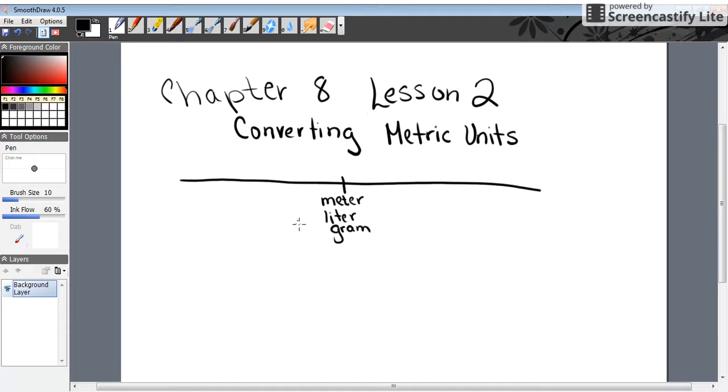It's important to remember in the metric system, the value of each place is 10 times greater than the value of the place to its right. Meaning if it is going to the left, it's getting bigger. If it's going to the right-hand side, it's getting smaller. So think of your decimal place values when doing this, and it'll be helpful.